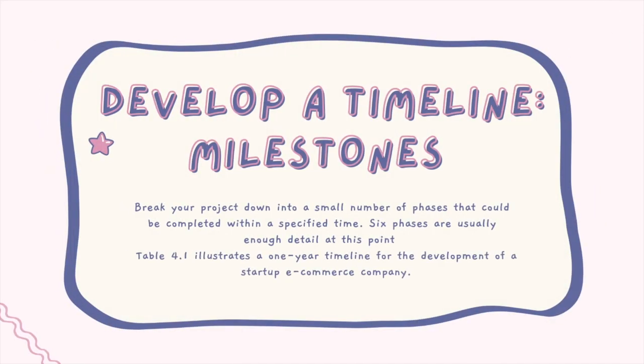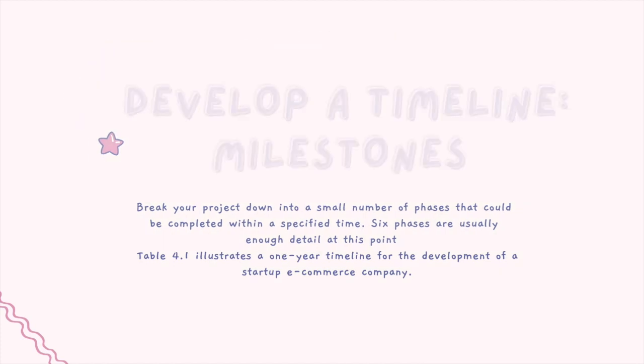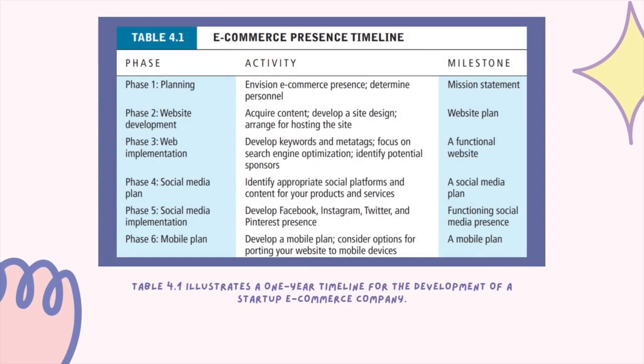Develop a timeline and milestones. It's a good idea for you to have a rough idea of the time frame for developing your e-commerce presence when you begin. Break your project down into a small number of phases that could be completed within a specific time. Six phases are usually enough detail at this point. It is also important to note that it's possible to launch an e-commerce presence in a much shorter time frame, a critical factor for the survival of many companies during the COVID-19 pandemic.